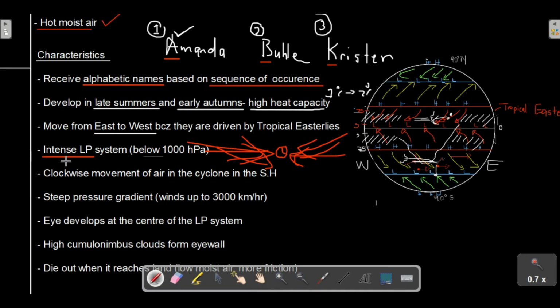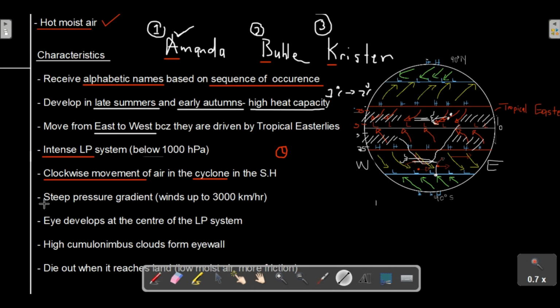So say that it's an intense low pressure system because the air pressure is below 1,000 hectopascals. What we mean by that is that there's a lot more air rising up, hence leaving an area of very low pressure at the surface. Because this is a cyclone, there's clockwise movement of air. Again, guys, it doesn't matter whether it's mid-latitude or tropical. If it's a cyclone, you'll have clockwise movement of air in the southern hemisphere. That's it. Case closed.